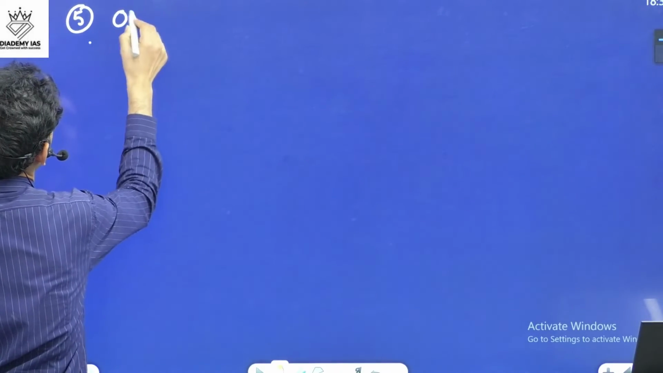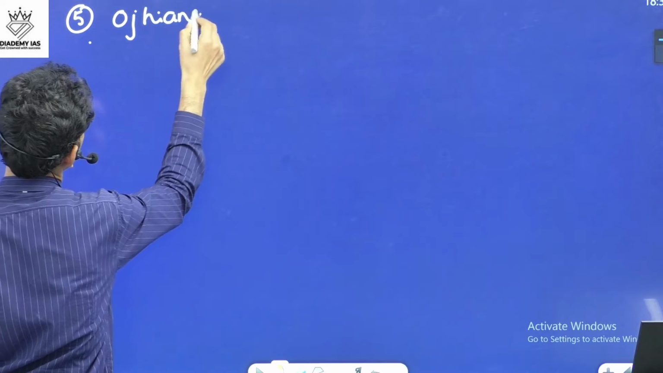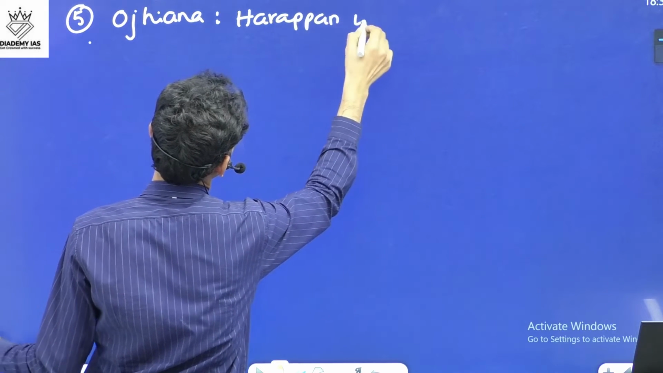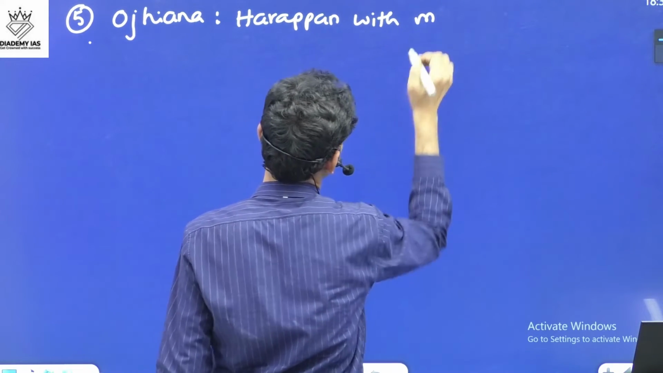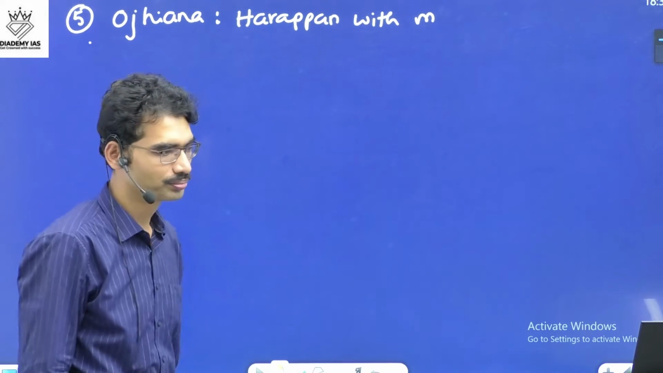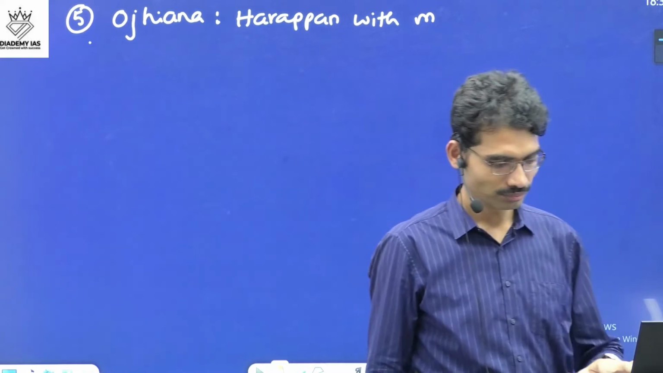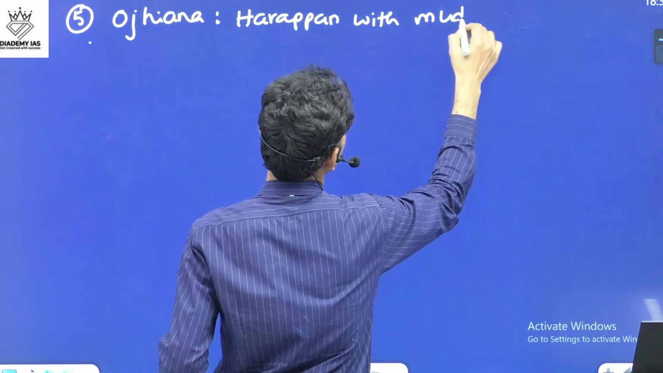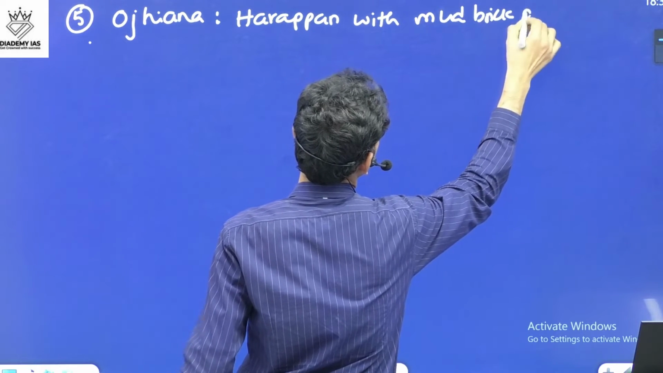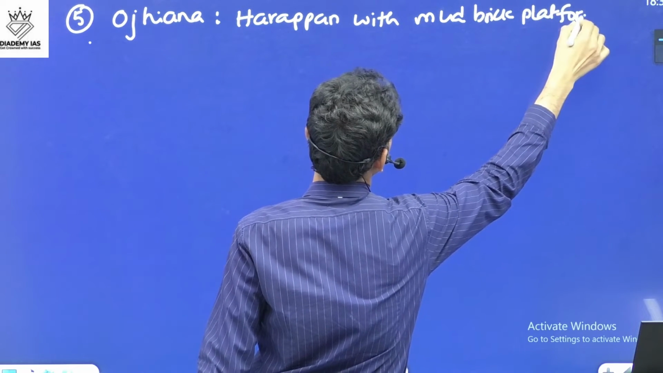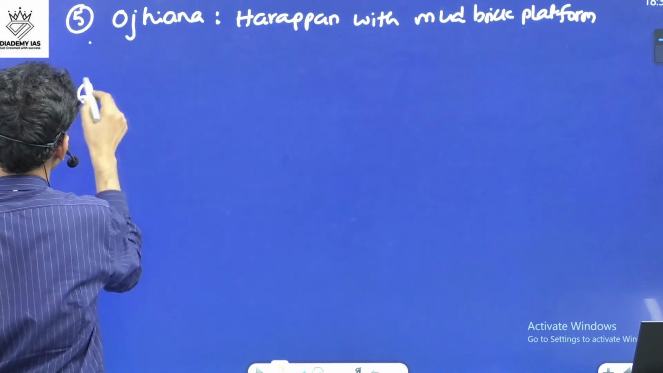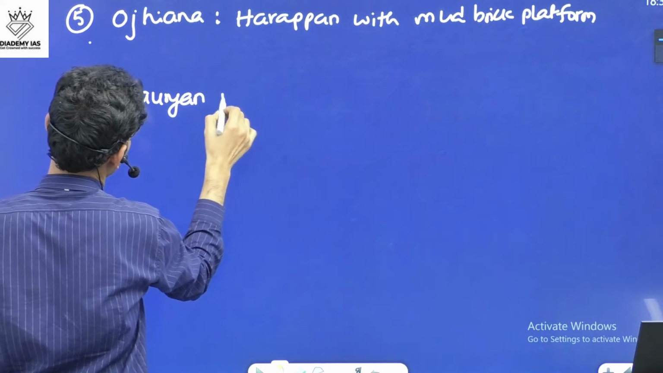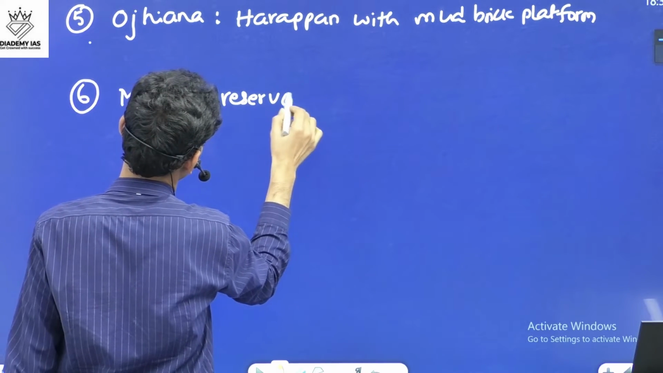Fifth one, Ojiana. This is Harappan, Harappan with mud brick platform. And the sixth one, it is clearly saying that Mauryan reservoir.